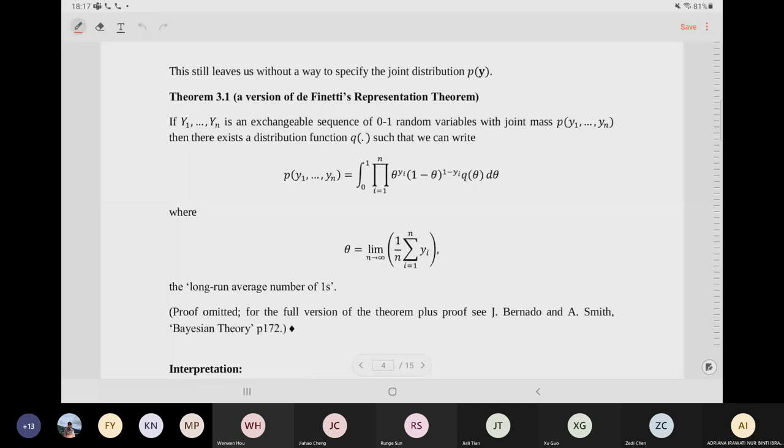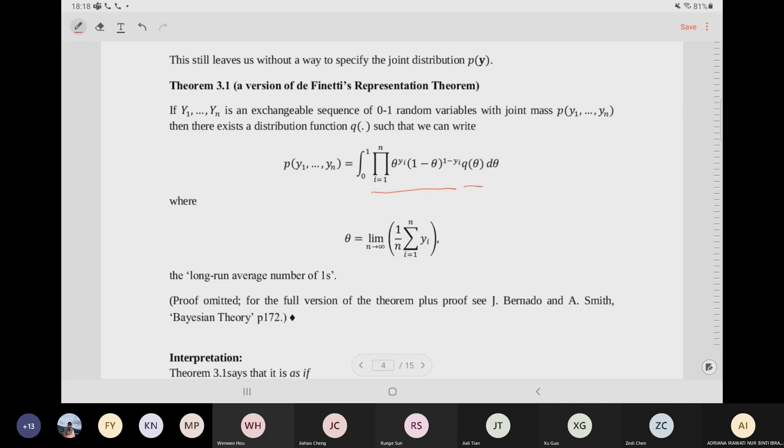So Y1 to Yn are Bernoulli, taking values 0 or 1, and we can write it in this form, meaning that the joint PDF of Y1 to Yn is the integral over theta of the conditional joint of Y1 to Yn given theta, times Q(theta), d theta. Here they define theta as the limit of the average of the Yi, which is the long-run average number of ones. So if I want to find a joint PDF for Y1 to Yn, a sequence of 0, 1, then we can write it in this way.